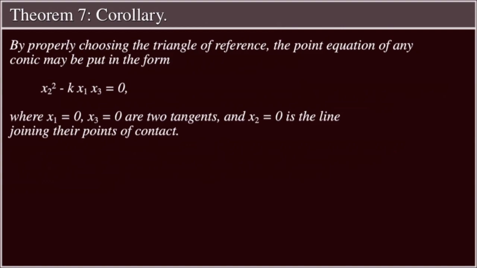Corollary: by properly choosing the triangle of reference, the point equation of any conic may be put in the form x2² − kx1x3 = 0, where x1 = 0, x3 = 0 are two tangents, and x2 = 0 is the line joining their points of contact.